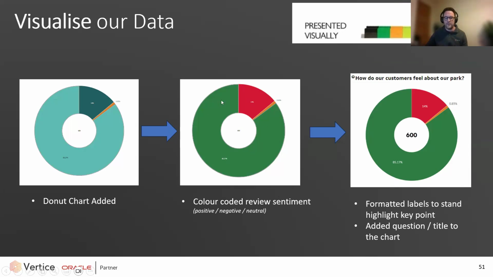So where something is positive, we can make it green. Where something is negative, we can make it red. And where something is neutral, we can make it orange. And then finally, we can add in some formatting. So we can highlight the key insights that we want to identify and also add in a title. So this title helps explain what this chart is telling us.